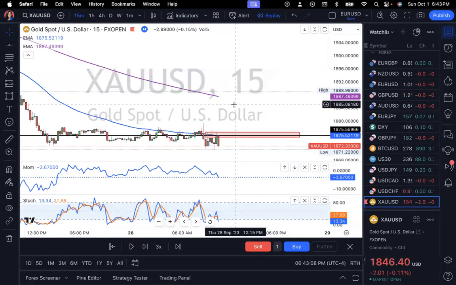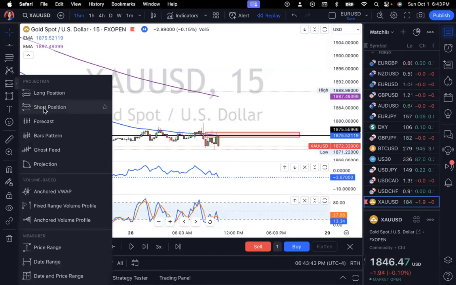Question number two, is the candle below the blue EMA? Yes, it is. Is the candle below the purple EMA? Yes, it is. Is my momentum facing down? Yes. Is it negative? Yes. Is my stochastic facing down? Yes. Are the numbers below 50? Yes. This is a non-negotiable sell. If the market were to turn around, the only thing I could say would be the reason for that would be the news, because everything here says sell.